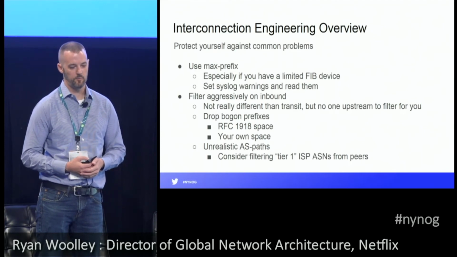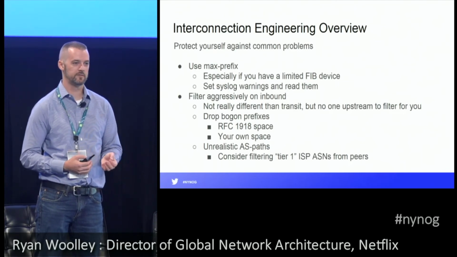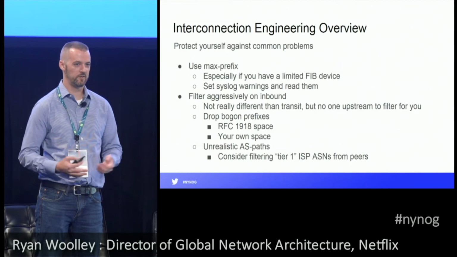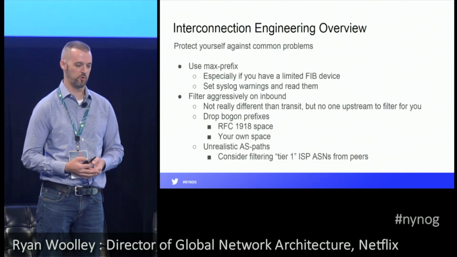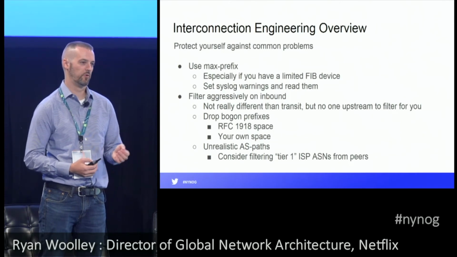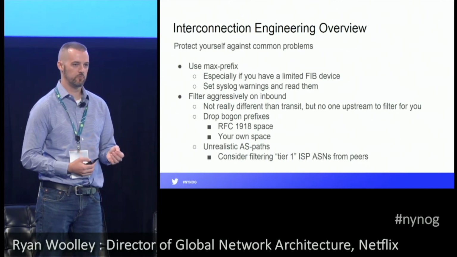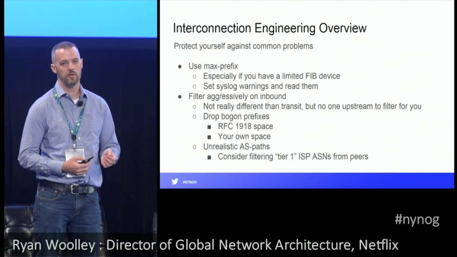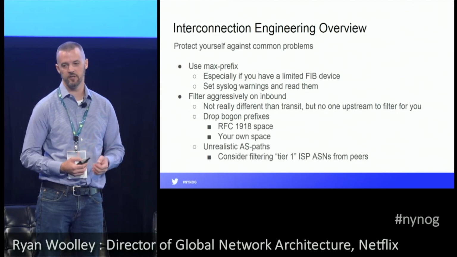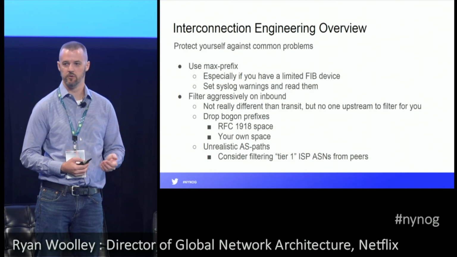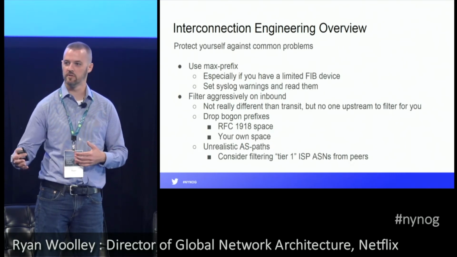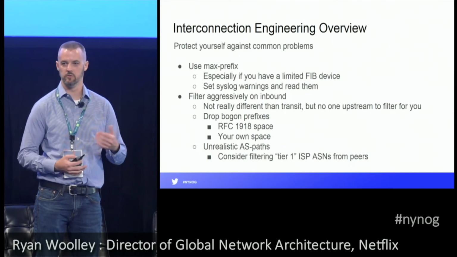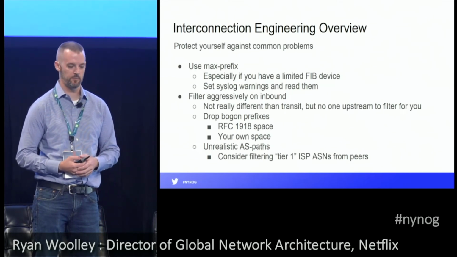This is especially important if you have a limited FIB device. You don't want the whole FIB to be consumed and stop forwarding because of a single entry. So it's especially important that you do that. And also if your router supports it, take advantage of features that will warn you when you're approaching that maximum. Usually it happens via syslog, and then respond to those. Either determine whether that's a valid setup and whether you need to increase the number of routes, or whether max prefix was doing the right thing and shutting that session down.